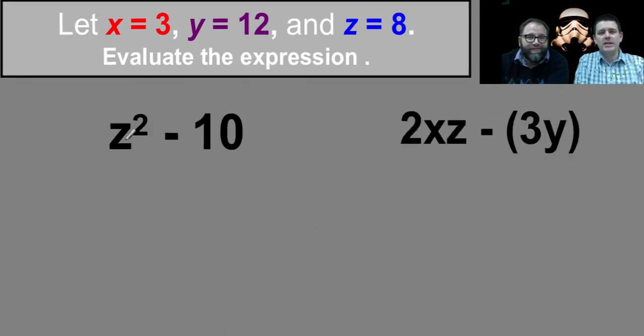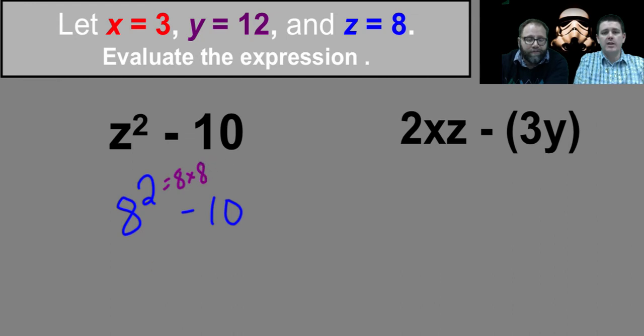All right, next one, z squared minus 10. Our x, y, and z values are the same as the last slide, so that's not new, but 2 new problems. Z to the second power, z is 8, so 8 squared minus 10. Be careful you don't make that obvious mistake of just thinking this is 8 times 2. Remember, your exponent means 8 times 8, 2 8s being multiplied. So that gives us 64. Minus 10 gives us an answer of 54.